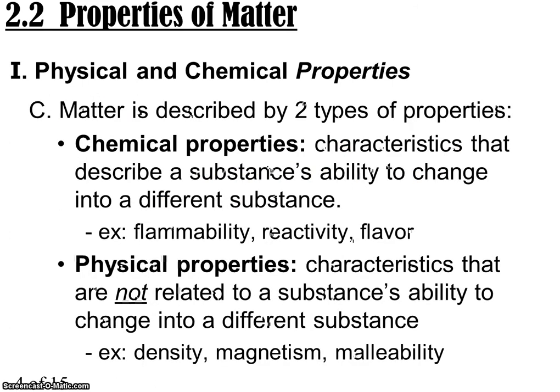There are two types of properties that we're going to learn about in this lecture. The first is a chemical property. The second is a physical property. A chemical property is any characteristic that describes a substance's ability to change into a different substance. For example, flammability. Flammability is a chemical property because if something catches on fire, it's going to burn, and the process of burning turns whatever substance that is into two new substances.